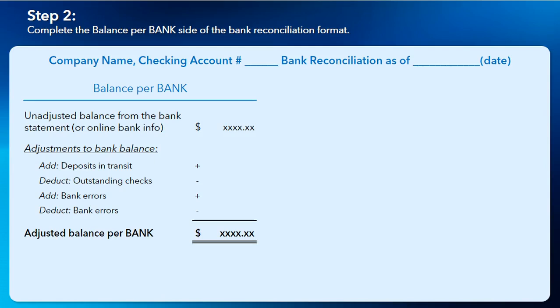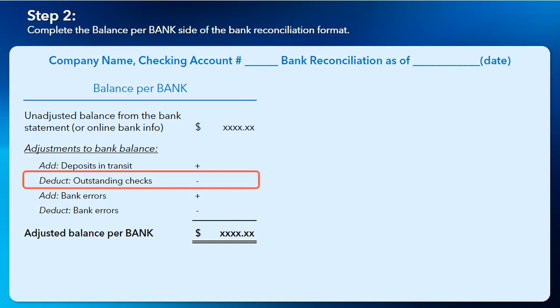This brings us to step 2. Enter the unadjusted balance from the bank statement. Add any deposits in transit. These are receipts in the company's cash account that have not been processed by the bank as of the date of the bank reconciliation. Subtract any outstanding checks.